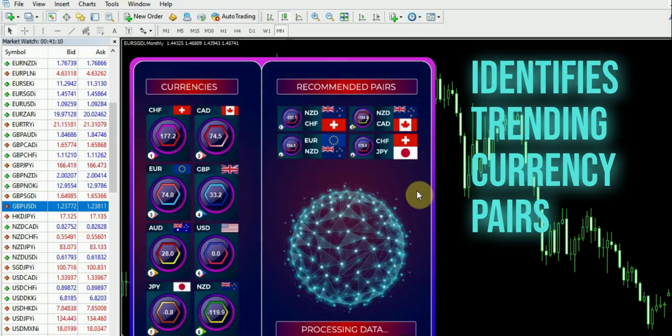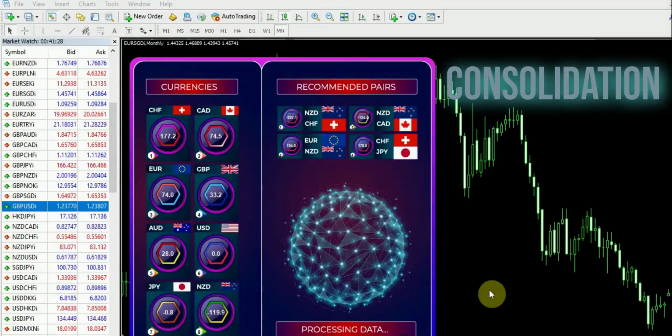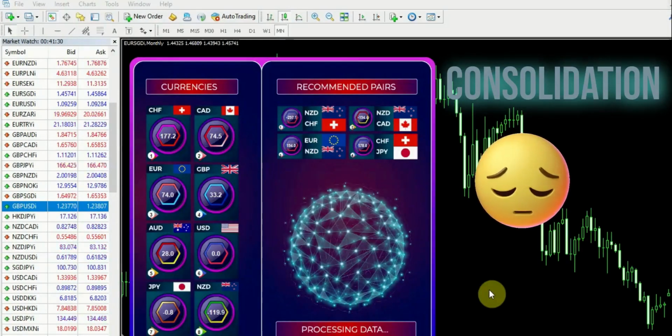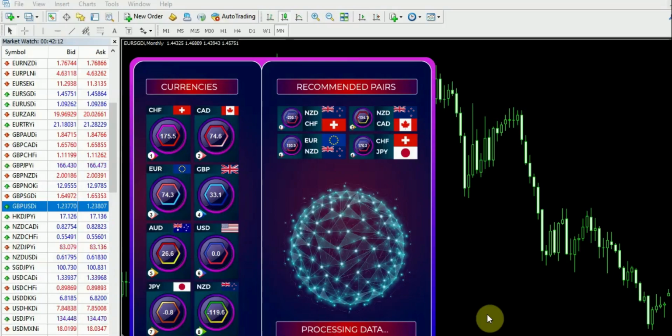In the Forex market, most profits are generated when a pair is trending, okay? And consolidation is not a profitable situation in the Forex market. Consolidation occurs when a particular currency pair moves sideways with no clear direction for future movement. So let me provide you with an example of a consolidating currency pair.